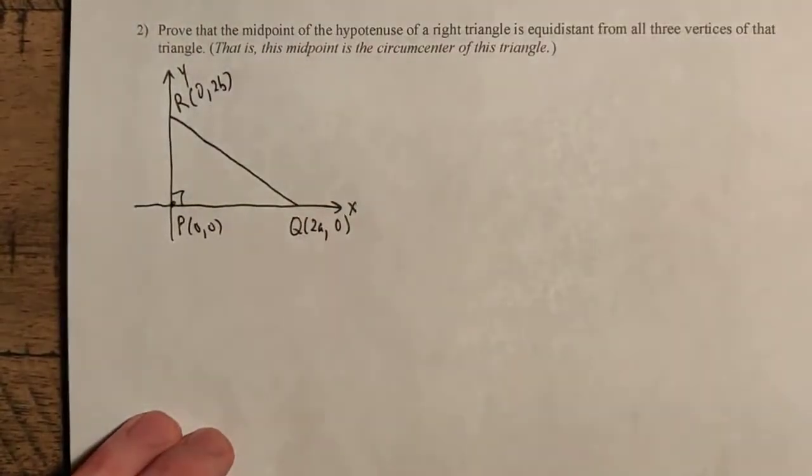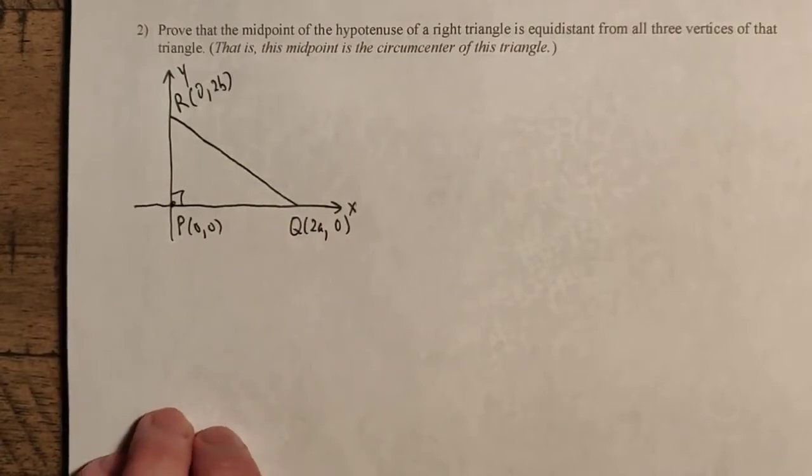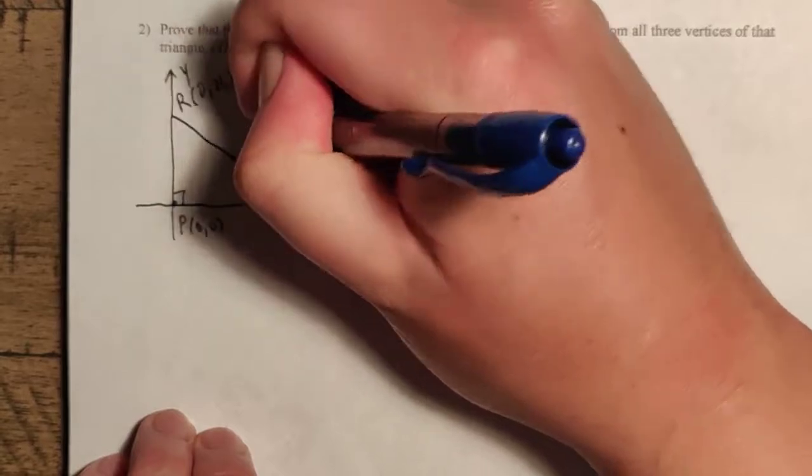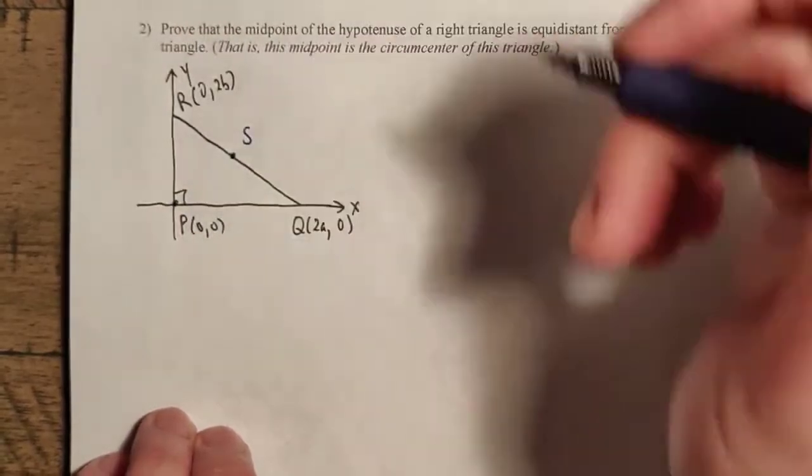Similarly, over here with R, we know the x-coordinate is 0, and I'm going to call this 2B. Okay? So now we know the midpoint. Let me go ahead and sketch the midpoint like this. Our midpoint here is going to be like this. I'm going to call this S.